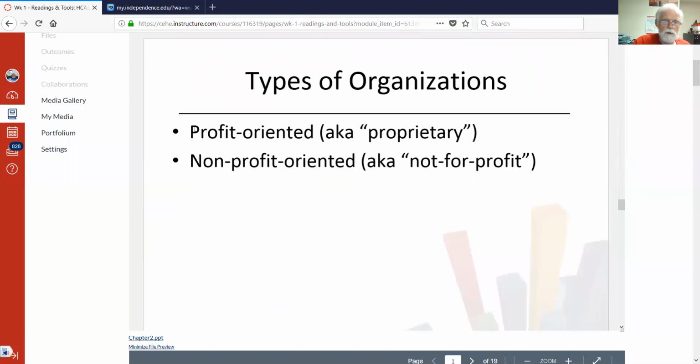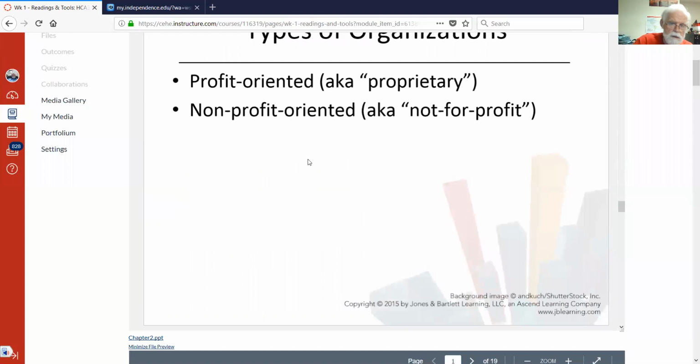So, types of organizations: profit making, we call those proprietary, or not for profit or non-profit. Let me make a statement here.